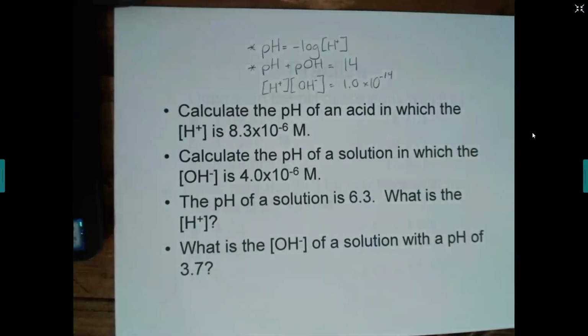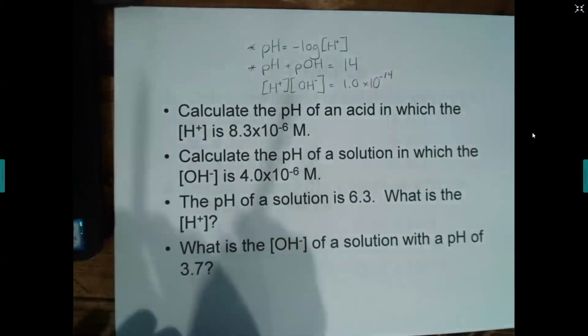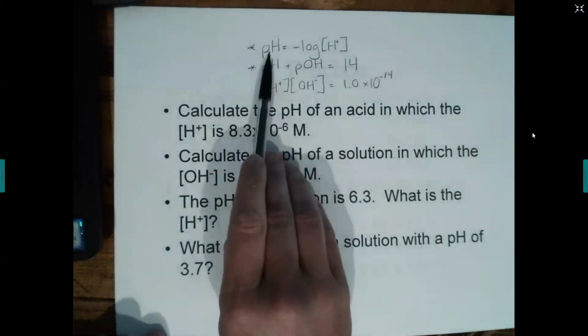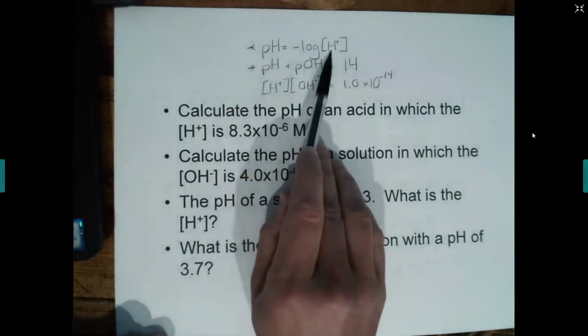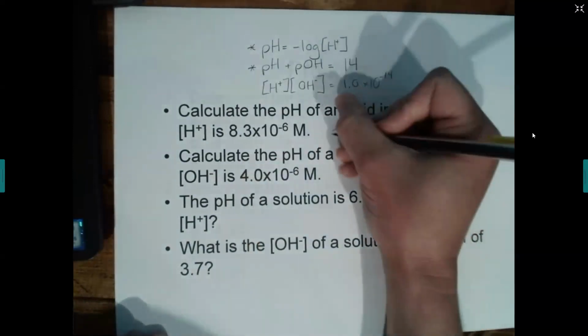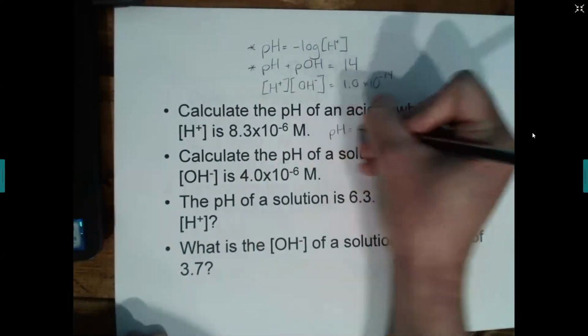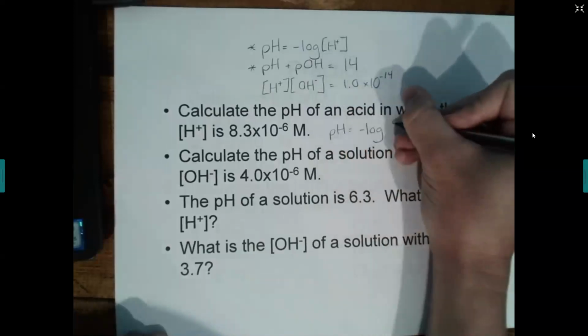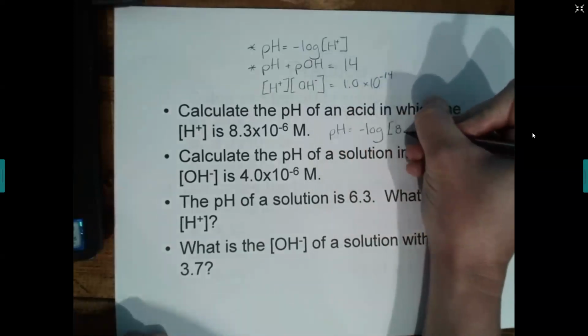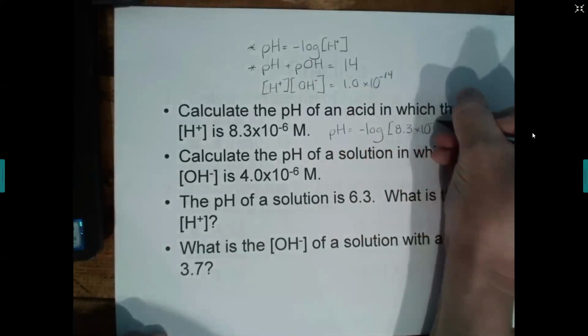All right, so the first question says, calculate the pH of an acid in which the hydrogen ion concentration is 8.3 times 10 to the negative 6. We're supposed to be finding the pH, and they've given us the hydrogen ion concentration. So all you have to do is plug that number into the equation: negative log 8.3 times 10 to the negative 6.